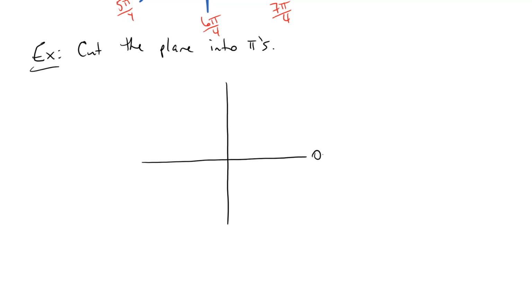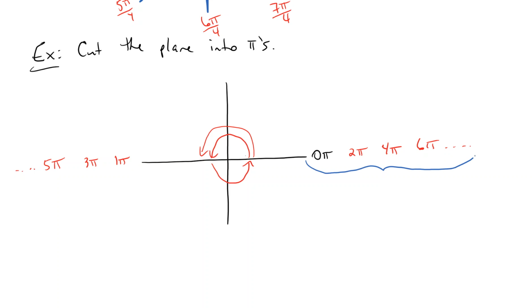We know 0 pi is here, and we know half of a revolution is 1 pi. So we're going to get 0 pi, then we're going to get 1 pi. Do another half revolution, we're going to get 2 pi. Another one, we're going to get 3 pi, then 4 pi, 5 pi, 6 pi, and we start to see a pattern, hopefully. Over here on the right side of the plane, we get even pies, right? 2 pi, 4 pi, 6 pi, 8 pi, 10 pi, etc.